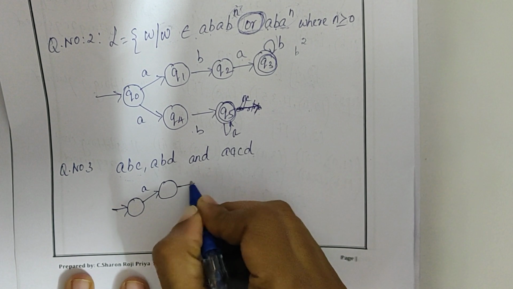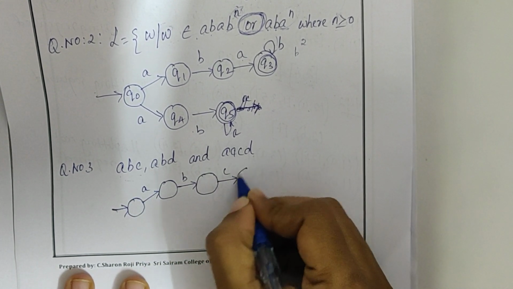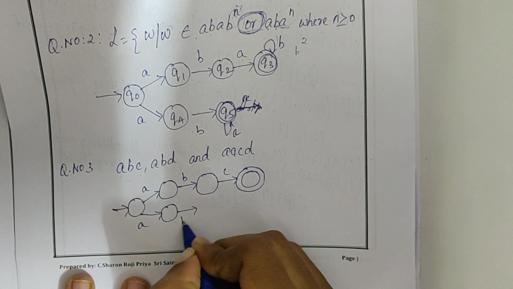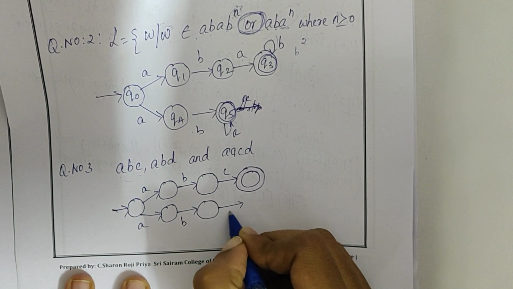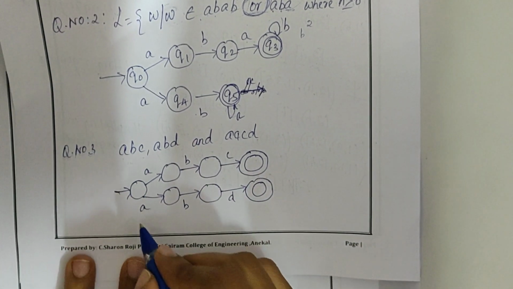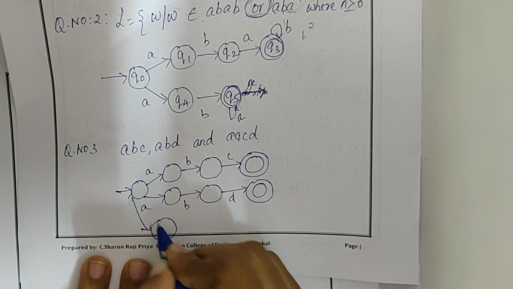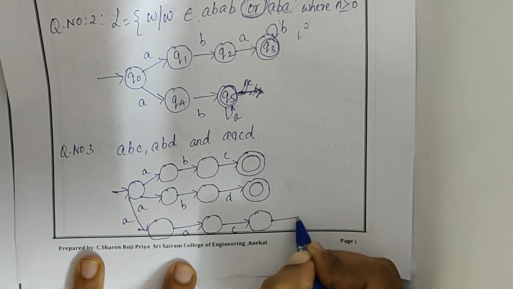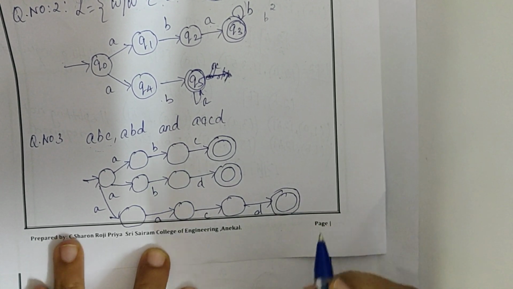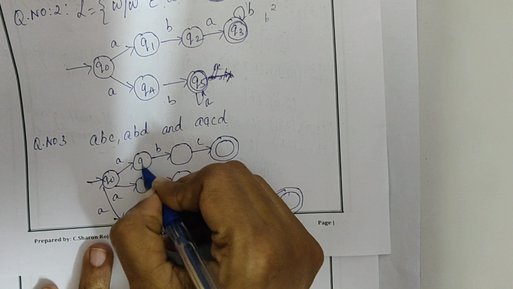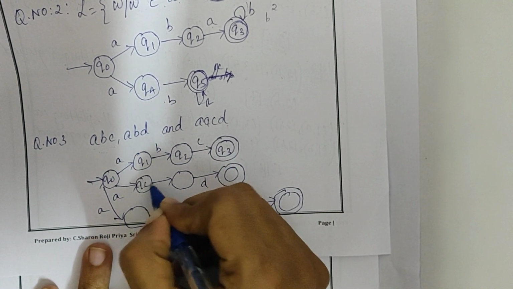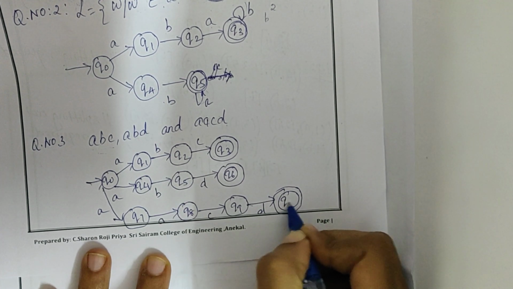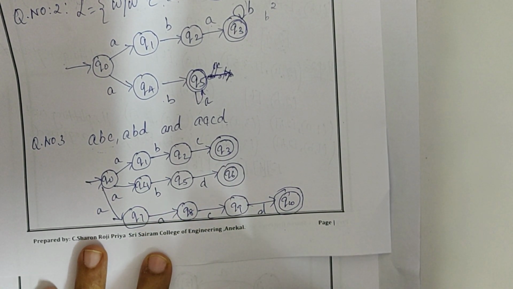First is A, B and here it is C. I'll make this a final state. Next is A, B, D. I'll make this a final state. Next is A, C, D. I'll make this a final state. Now number them: Q0, Q1, Q2, Q3, Q4, 5, 6, 7, 8, 9 and 10. Right, this is my NFA.